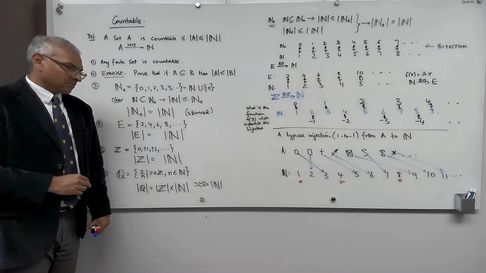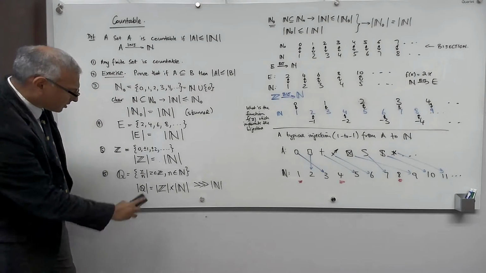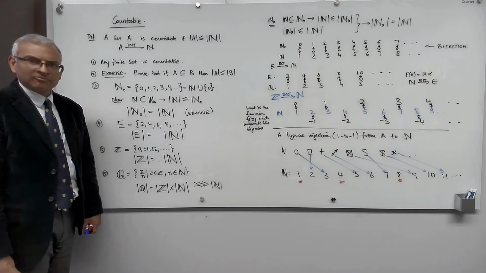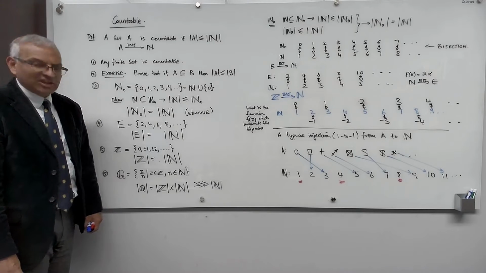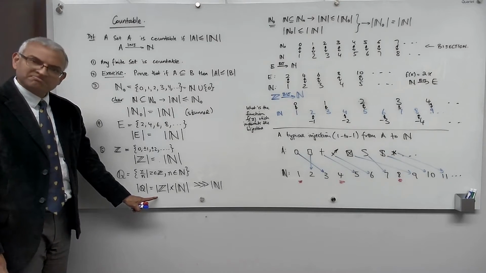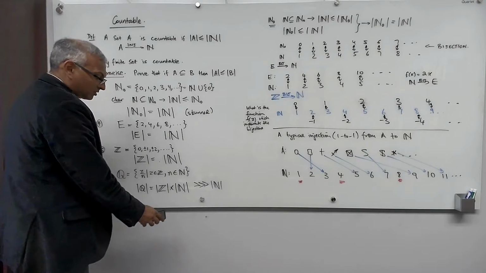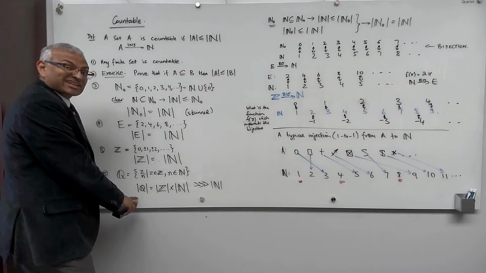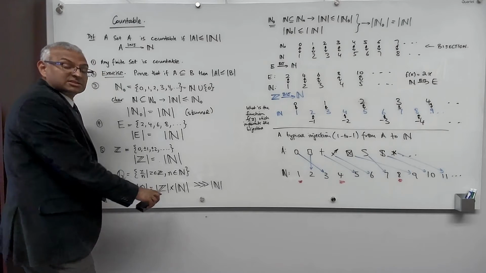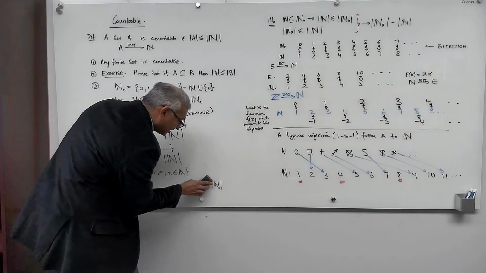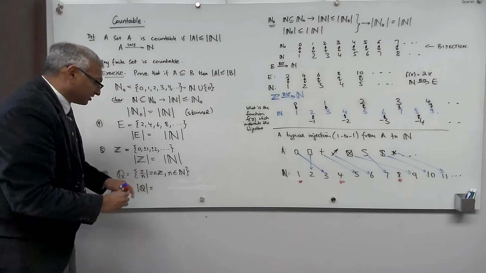Well, Cantor thought about this for a long time, and eventually he managed to show something very stunning. What he managed to show was that the cardinality of the rational numbers, which looks much, much larger than the natural numbers, is actually the cardinality of the natural numbers.